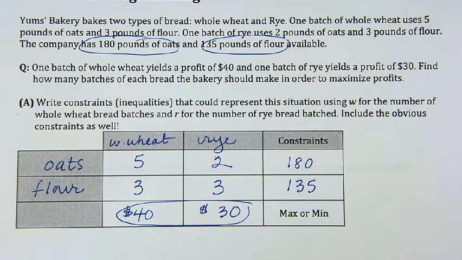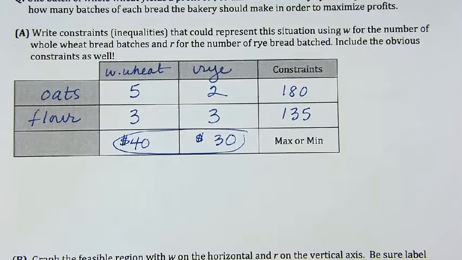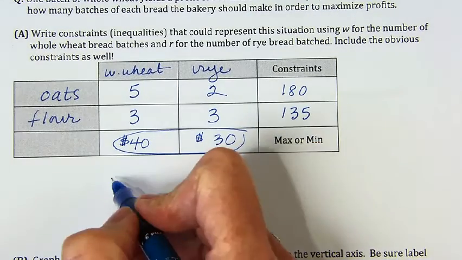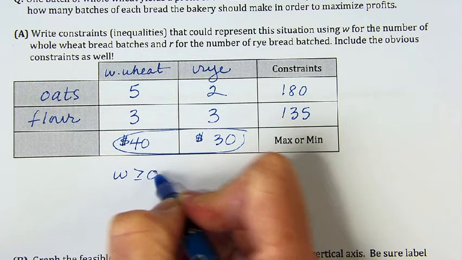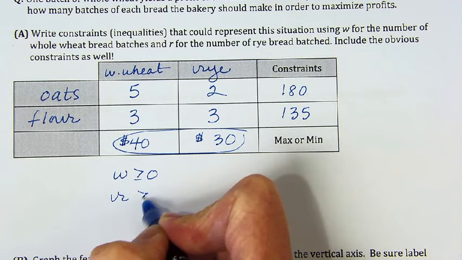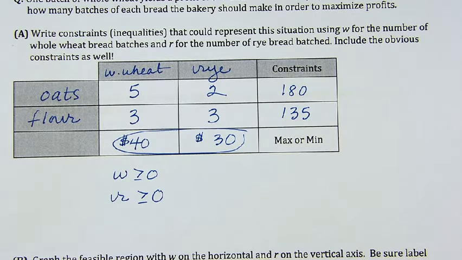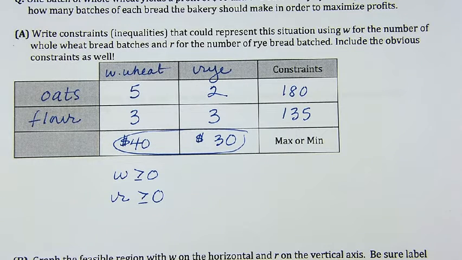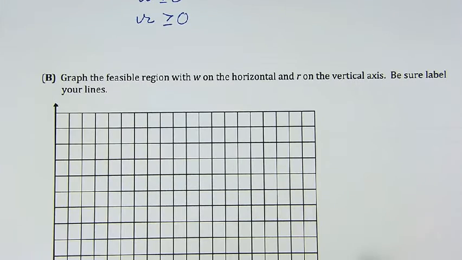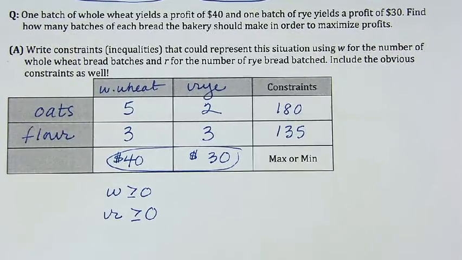So, what are some obvious constraints here? Well, I hope it's pretty obvious to you that I can't have a negative amount of batches of whole wheat or of batches of rye. Oh my gosh, I have not done a cursive R in forever. And that's going to lead us into quadrant 1. So if you look down here, the graph they gave us is a quadrant 1 graph. So those are our obvious constraints and giving us that graph to show that.